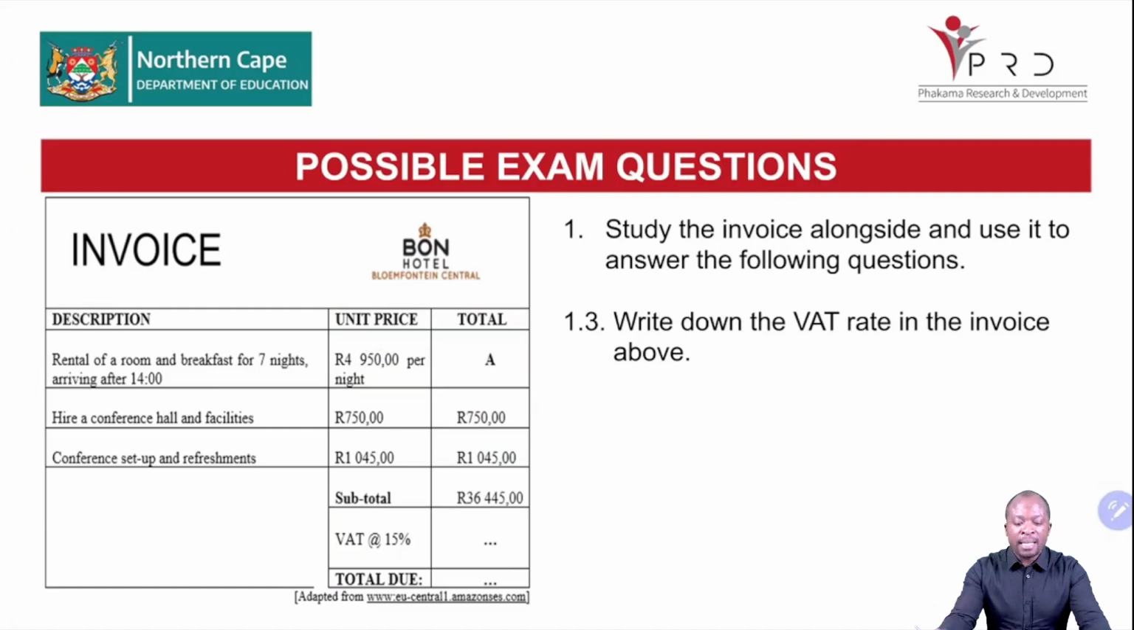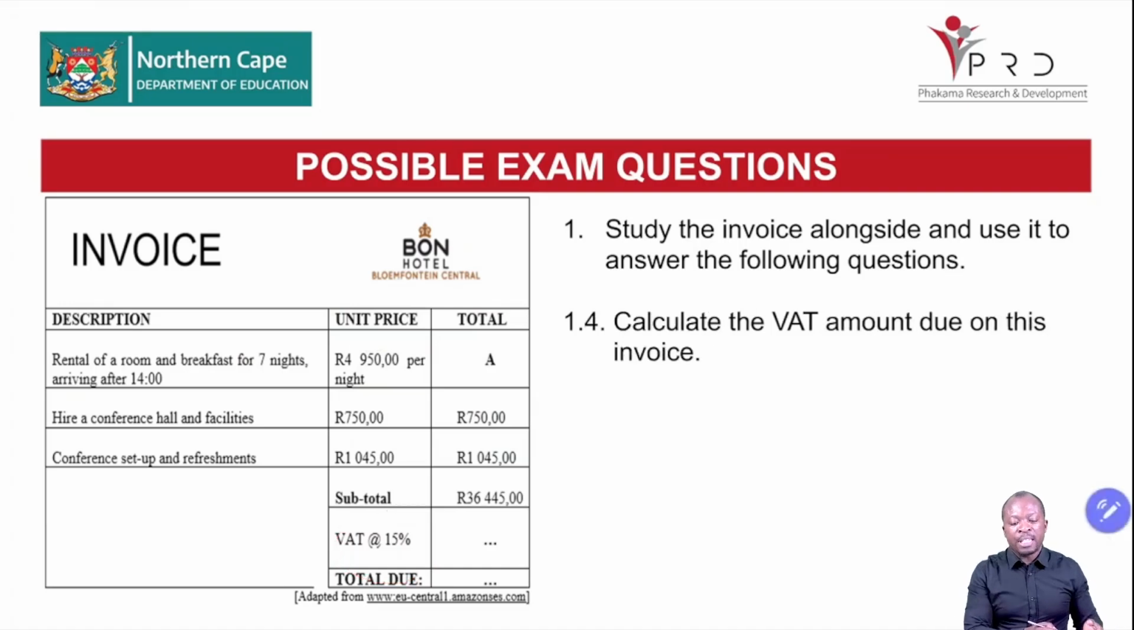So I was saying, the next question says, write down the VAT rate in the invoice above. They are not saying calculate. When they say calculate, it means you have to put values together and try to get the answer. This one they are saying, write down the VAT rate. What is the rate which is used to calculate VAT? So you go into the information given to you there, you will see VAT is calculated at 15%.